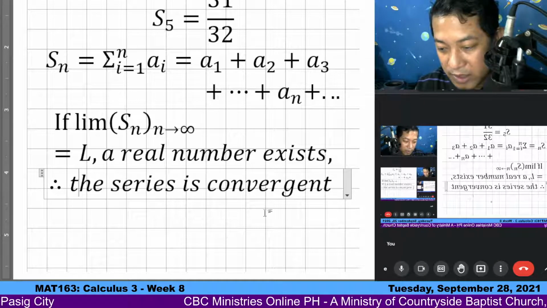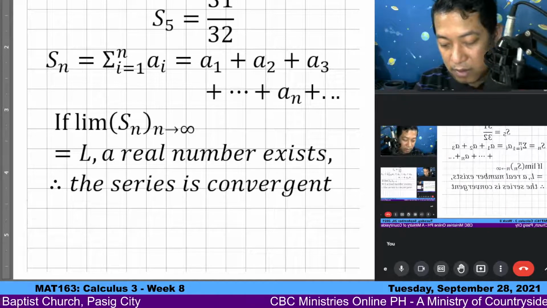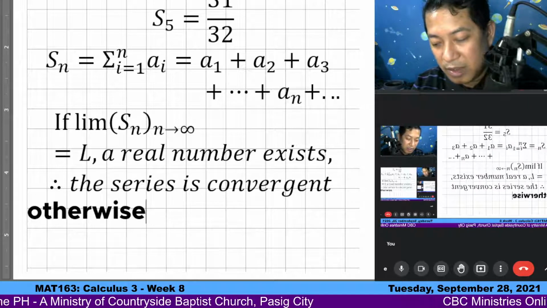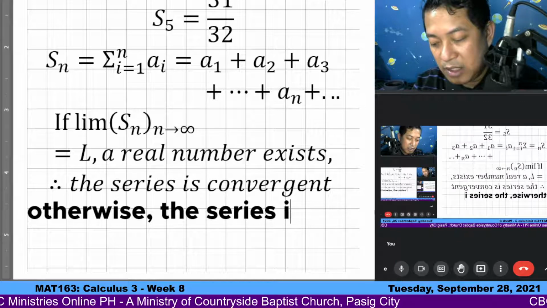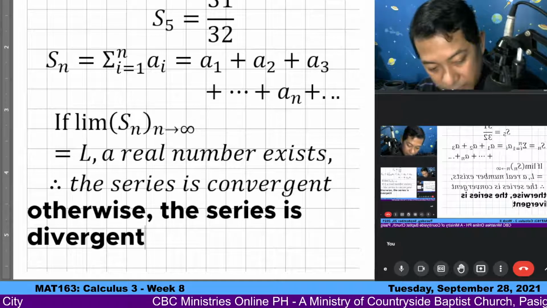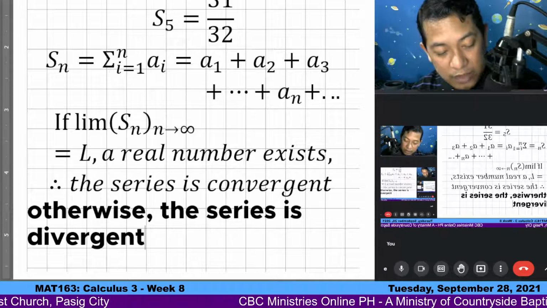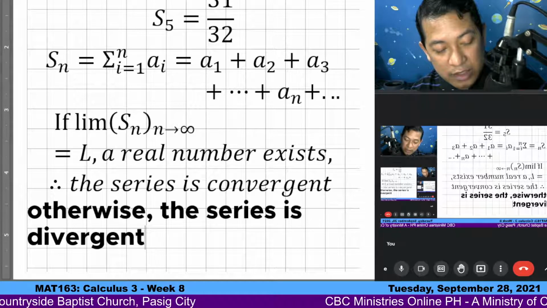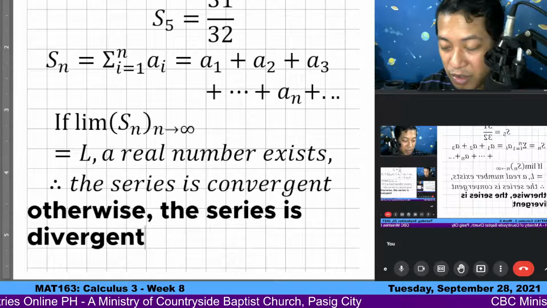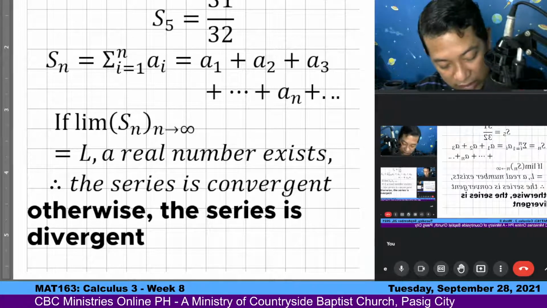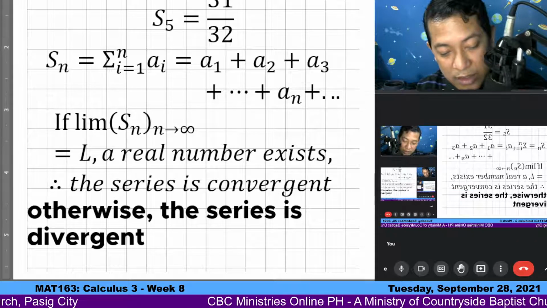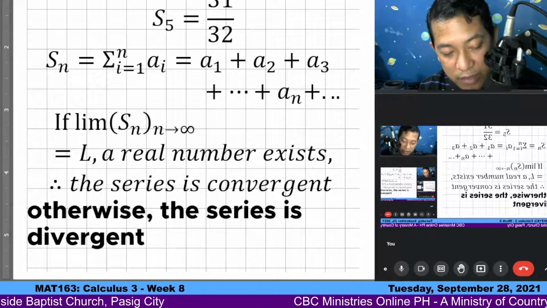Otherwise, meaning there is no real number as the limit, the series is divergent. The number is called the sum of the series. If the sequence is divergent, then the series is divergent as well. So the nature of the sequence is also the nature of the series. If the sequence is convergent, meaning a real number exists as its limit, then the series is convergent as well.